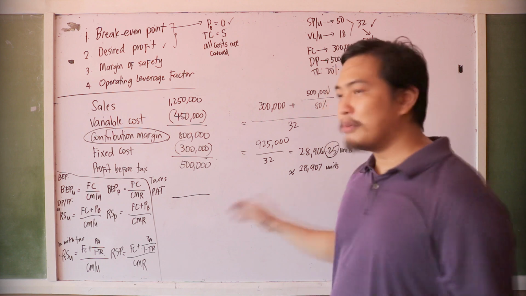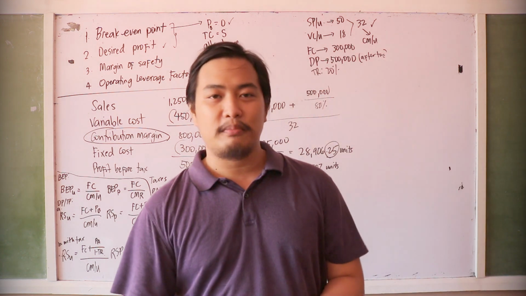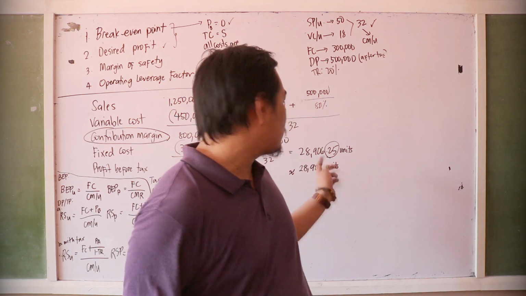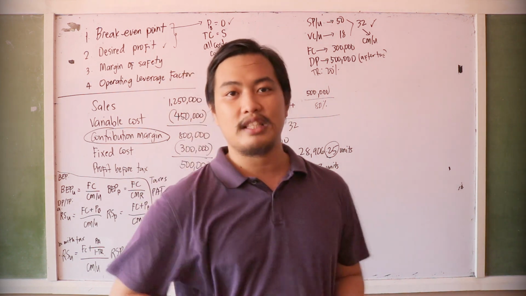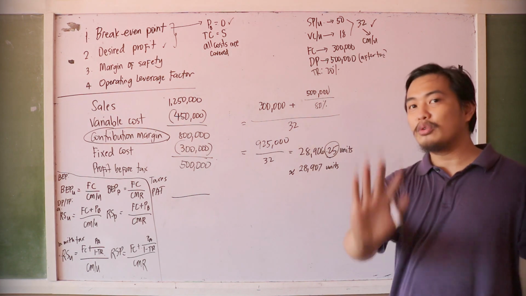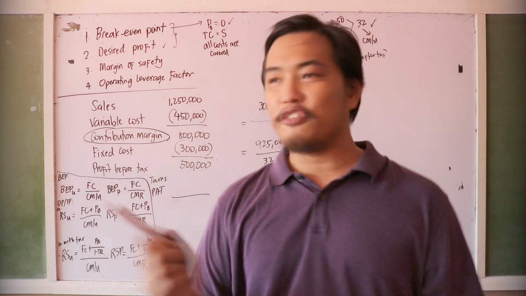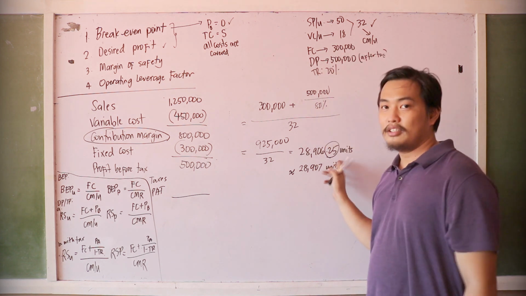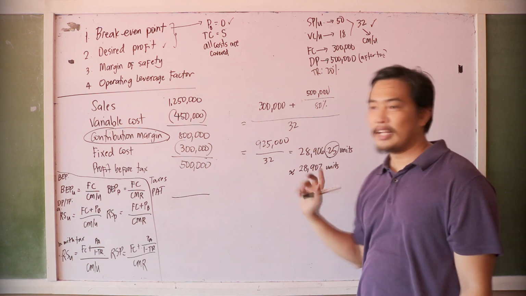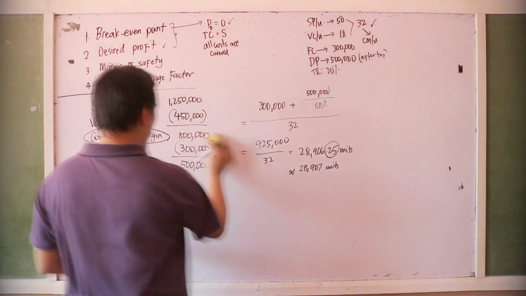Pero kung indivisible siya, like for example, face mask yung binibenta natin. O sige, para mag-break even tayo, 28,906 at 1/4 ng face mask. Hindi naman pwede. So, i-round up natin siya. Not round off. Bakit? Kasi kapag round off, may possibility like this. Pag ni-round off mo to, 28,906. Always round up. 28,907. I will show you why.